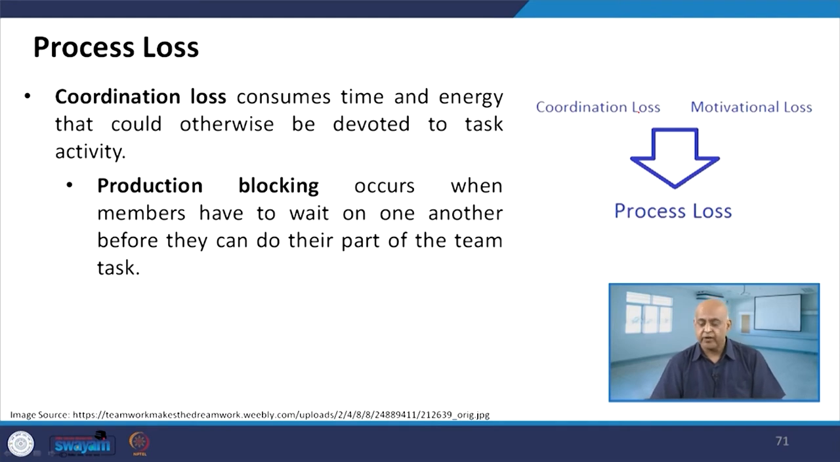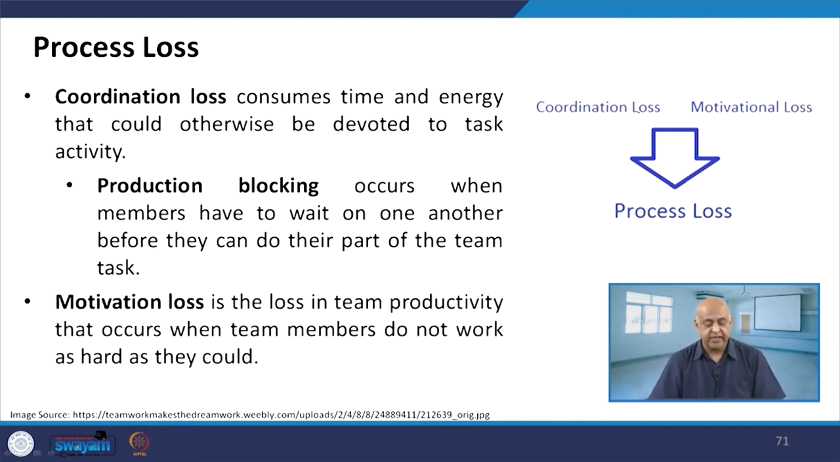Similarly, production blocking occurs when members have to wait on one another before they can do their part of the team task. Therefore, in CPM and PERT, the critical path method and program evaluation review technique, the activities which are parallel, if they are not completed, then the dependent task which is finished earlier will be idle, and the idle time will be the loss. That will be the production blocking.